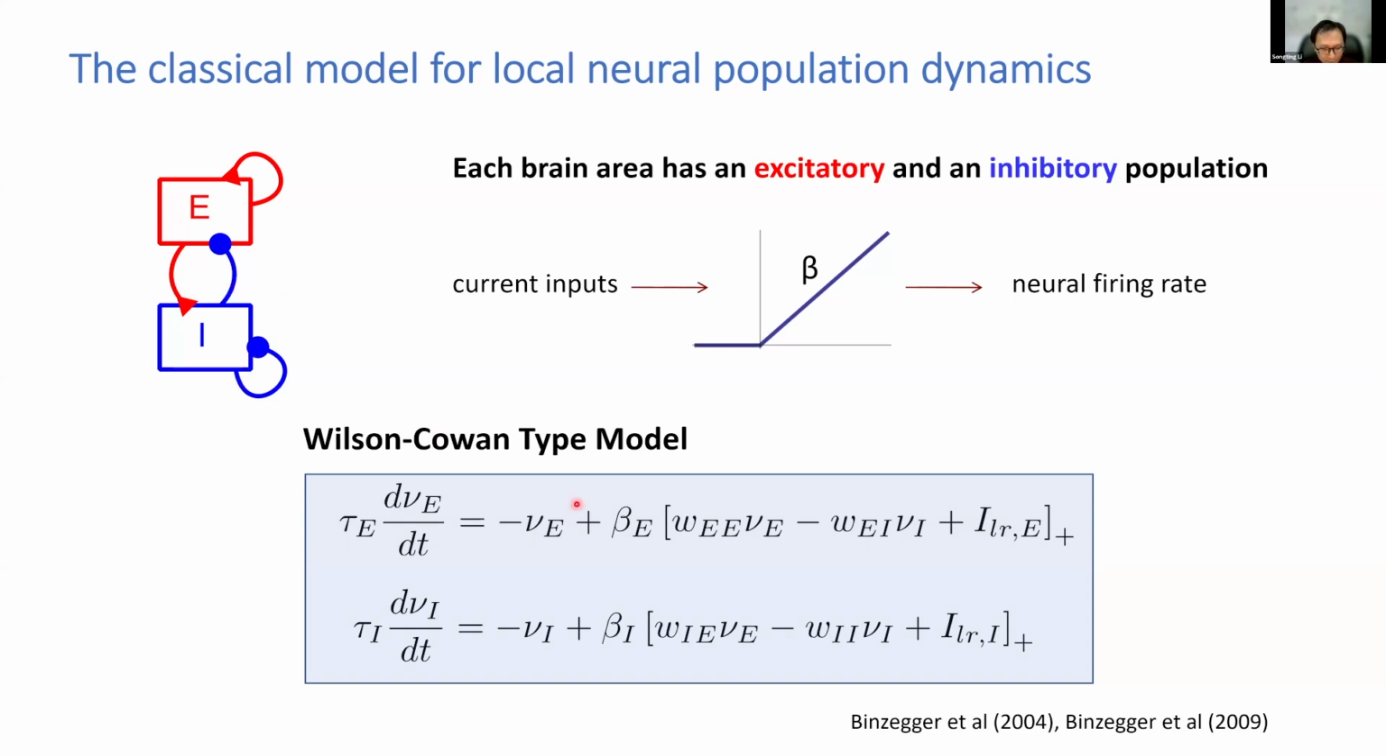With no interaction, the firing rate of this E population will decay to 0. By including the interaction, we have the self-excitation, the inhibition from the I population, and external currents. This current goes through a transfer function to convert to the neuron firing rate. Here, we just use rectified linear as a very simple approximation, and this is the slope here. And similarly for the I population.